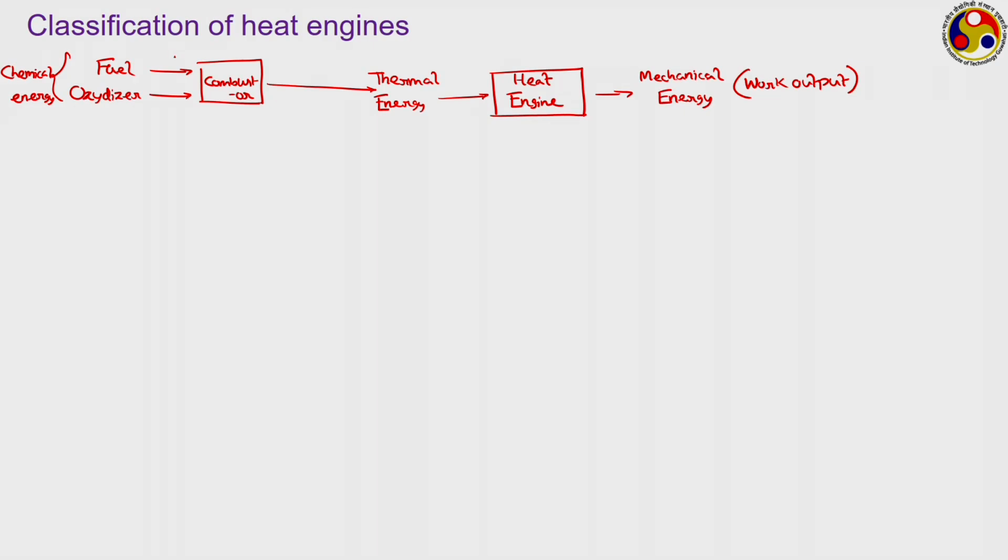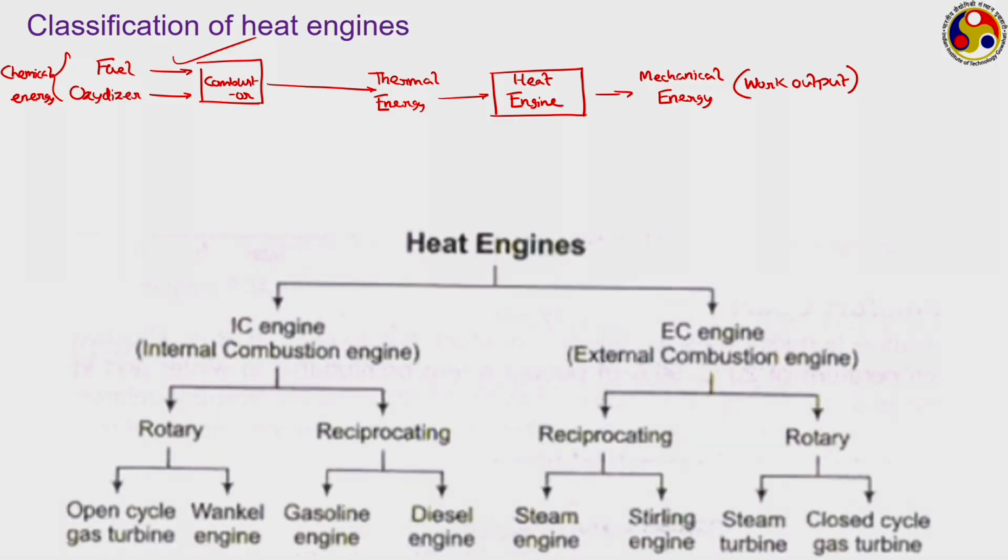And depending upon exactly where this combustion reaction is going on, we can commonly classify heat engines into two categories as shown here: internal combustion engine and external combustion engine. Internal combustion engine refers to where the combustion reaction is happening inside the engine itself, whereas external combustion engine refers to where the combustion is not taking place inside the engine, rather it is taking place somewhere else, and by some means the thermal energy generated because of combustion is taken to your heat engine.